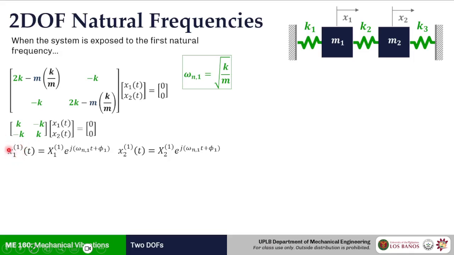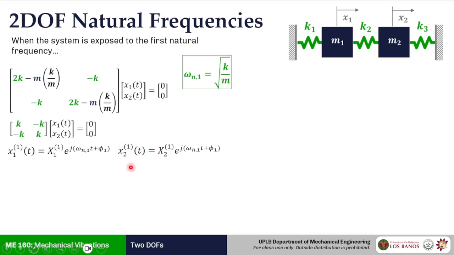Ooh, what is this? We now have a new denotation. This is a parenthesized superscript. So when you see something like this in ME 160 or in a vibration reference textbook, this usually denotes the mode shape number or the order of the natural frequency. So if you see x raised to parenthesized 1, that means this one is the associated displacement for the first natural frequency. So I have x1 raised to mode 1 and x2 for mode 1. It's kind of confusing when you try to verbalize it, but yeah, bear with me.